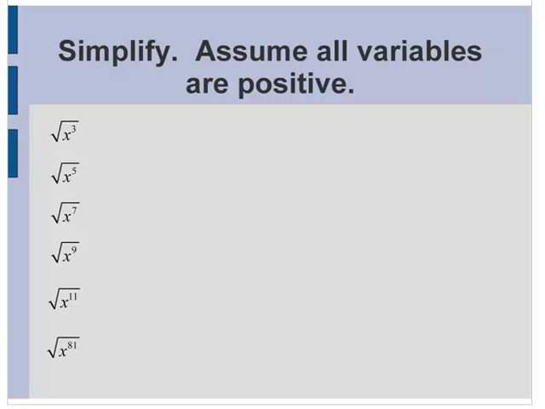All right. So in the previous exercises, we had even exponents. Now what if we have odd exponents? Well, the square root of x cubed. Isn't that x times x times x? And I can pull out a single factor of x, since I've got a pair of x's. And so that would be x times the square root of x.